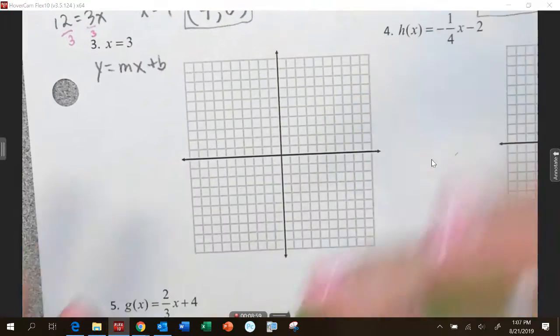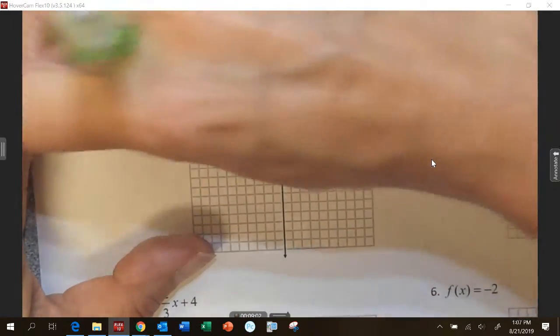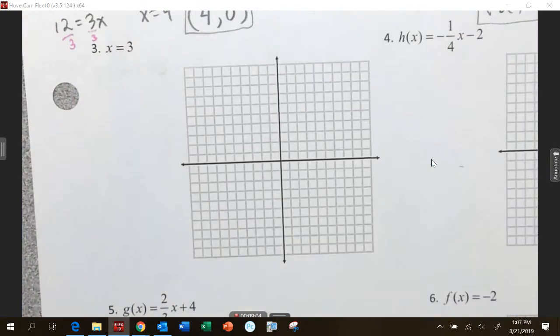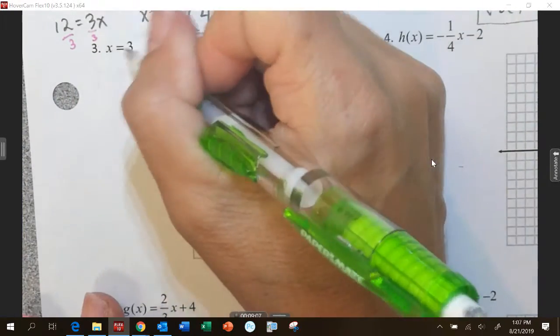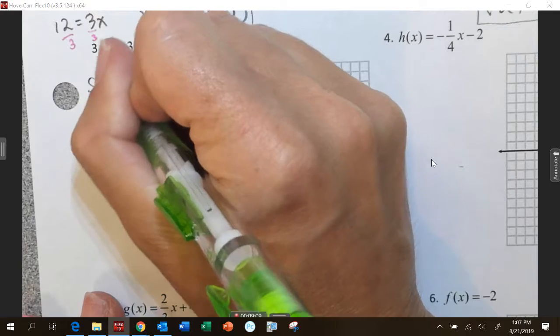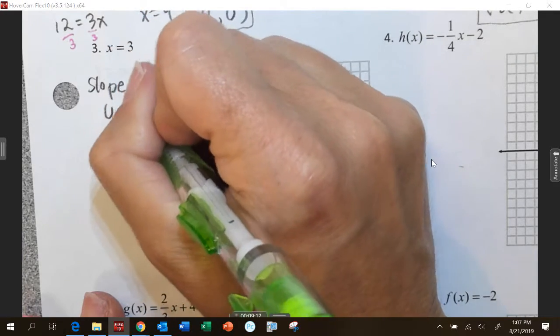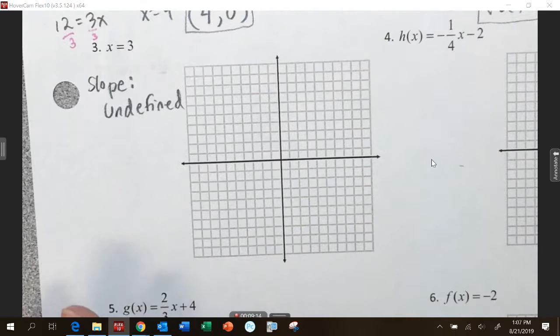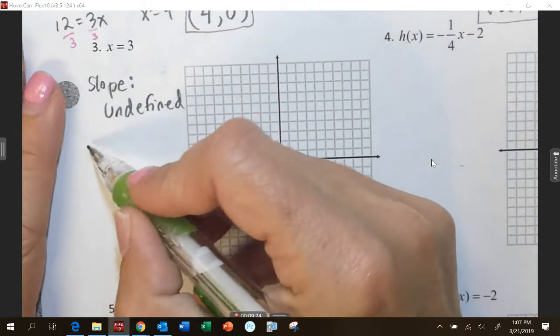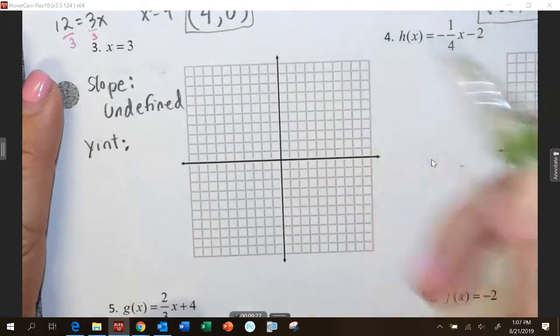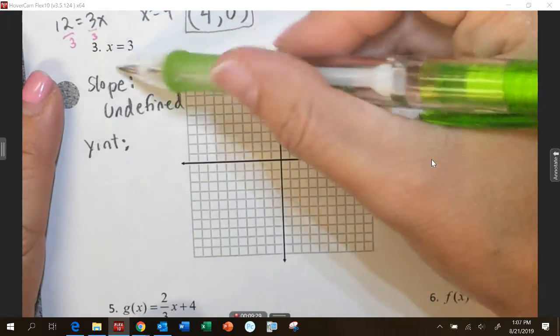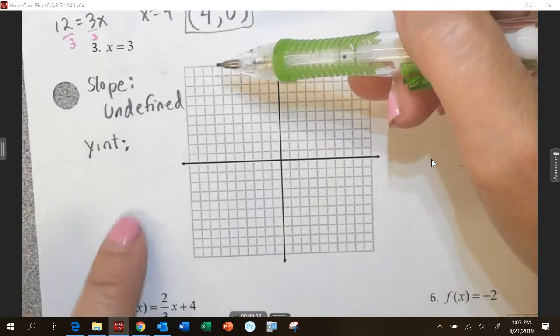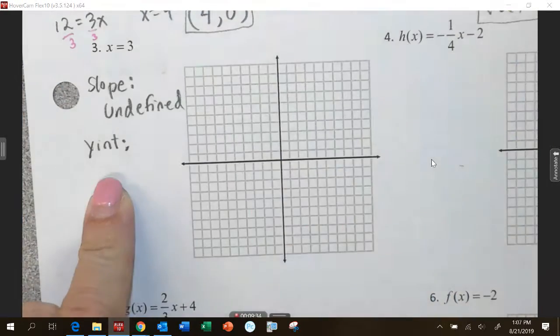What kind of graph does this look like? Ooh, you remember the slope? Yeah. So if we have x equals, our slope is undefined. And that means it's going to be what kind of line, if it's undefined, meaning you can't do it? A vertical line. So it's going to be a vertical line. Because it's going to be a vertical line and there's no y in the equation, there's going to be no y-intercept.